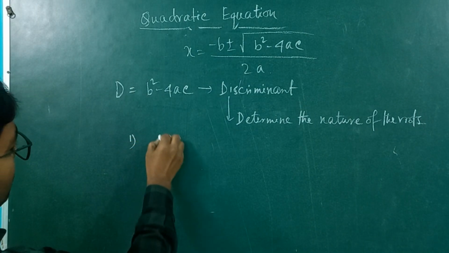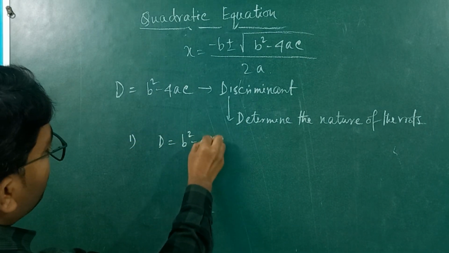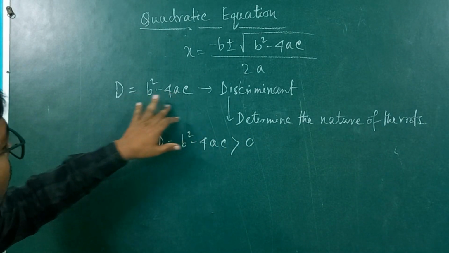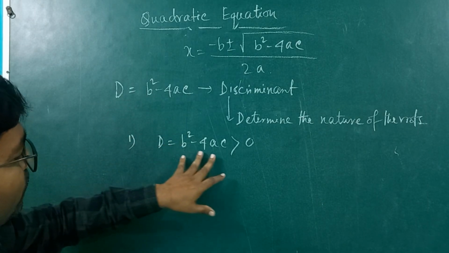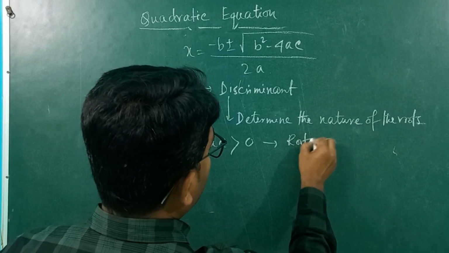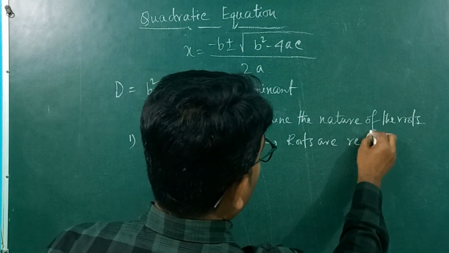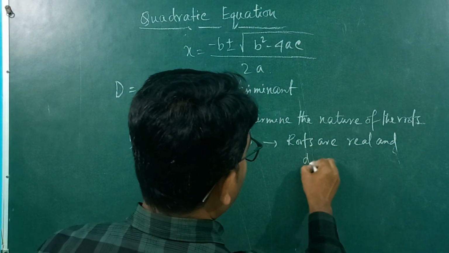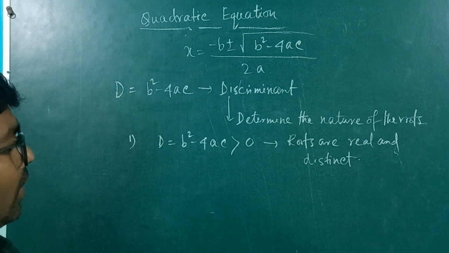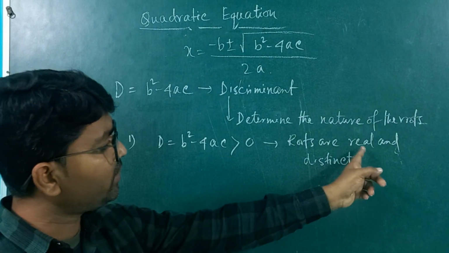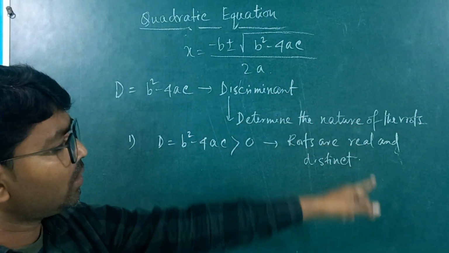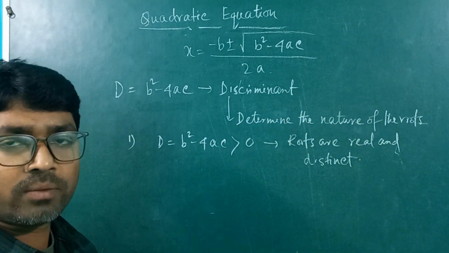First condition is D equal to b square minus 4ac is greater than 0. When you calculate b square minus 4ac and it is positive, then you can say roots are real and distinct. That is, you will get two roots and they will be real numbers and they are distinct. In the previous question, you get two real roots, 3 plus minus root 7 by 2.